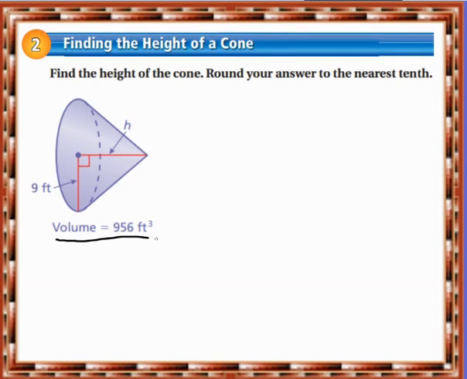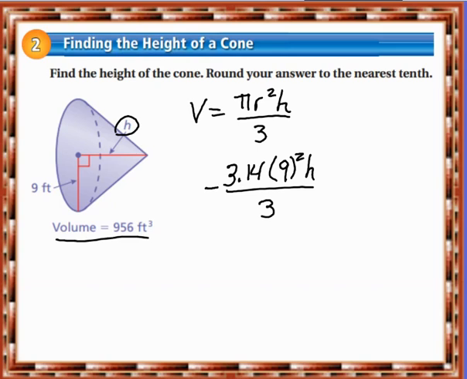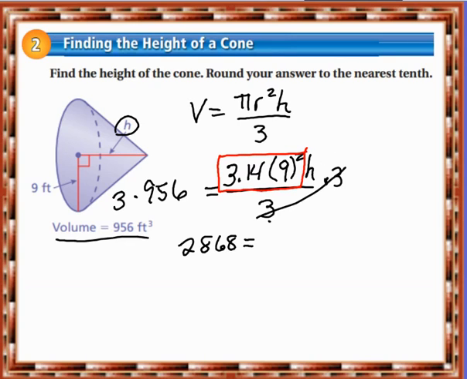On this one, it's giving us the volume and asking us to find the height. So here we go. Volume equals pi r squared h divided by 3. Substituting in what we know, 3.14 times 9 squared h divided by 3 equals 956. The first thing you're going to do to solve this is to get rid of this divide by 3. In order to get rid of that, we are going to multiply both sides by 3. So on this side, we end up with 956 times 3, 2,868 equals, and then let's multiply this part together without the h, and we get 3.14 times 9 squared, which comes out to 254.34h.